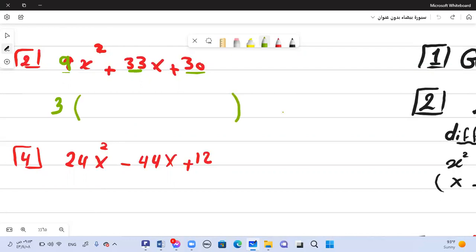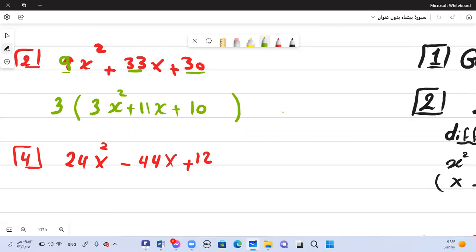How can you find the remainder part inside the bracket? Remainder means divide. So divide number by number. Of course I didn't take the variable, so the variable stays as it is. 9 divided by 3 is 3x squared. 33 divided by 3 is 11x. 30 divided by 3 is 10.